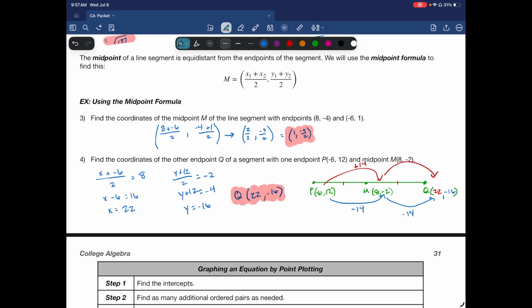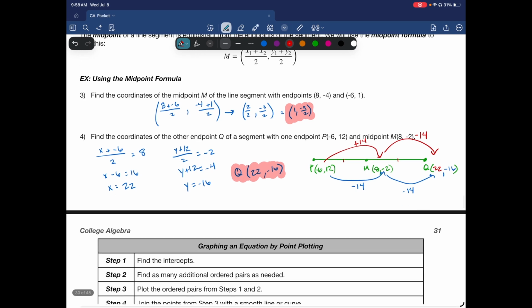I prefer the number line because it's really straightforward. It's simple arithmetic instead of algebra. So you can choose, you get the same answer either way. Q is 22 comma negative 16. You can choose whether you want to do the full algebra way or the number line with simple arithmetic. But that's how you do it.